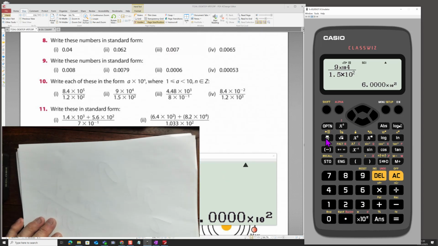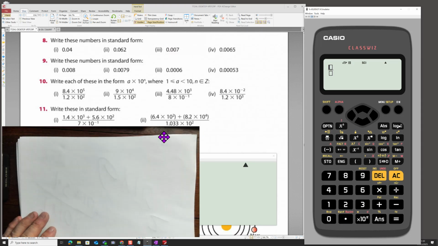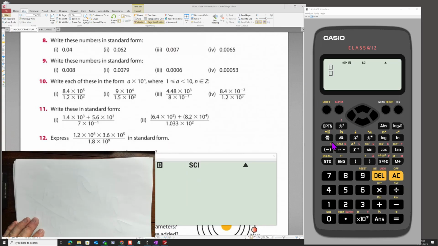So question 11 is no more difficult in principle. I mean, the hard thing about question 11 is just writing it out. So we're not going to bother this time around, or at least I'm not going to do it here in the video anyway. I'm going to go 1.4 by 10 to the 3.